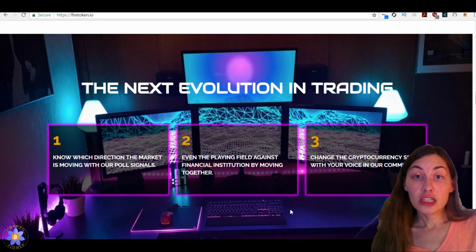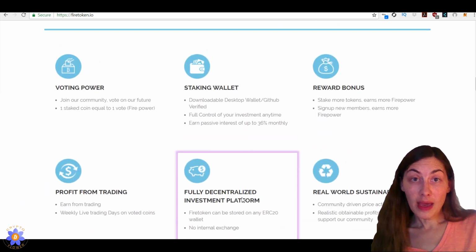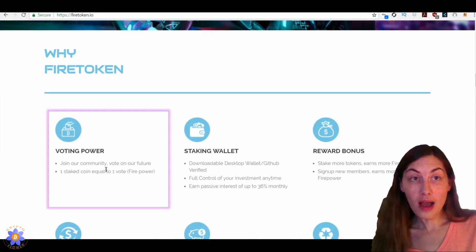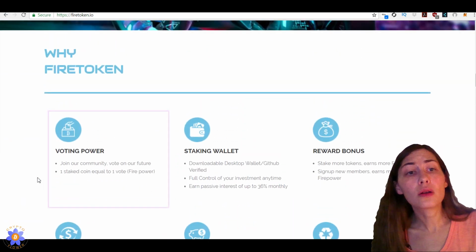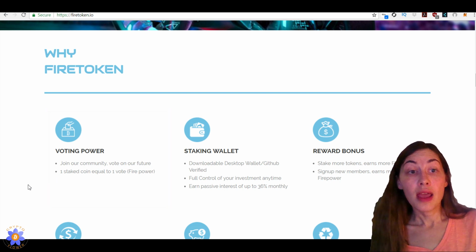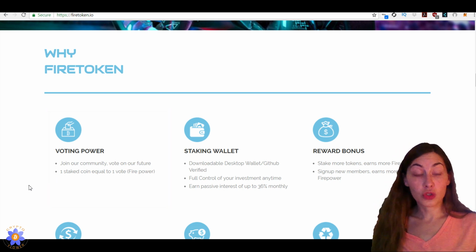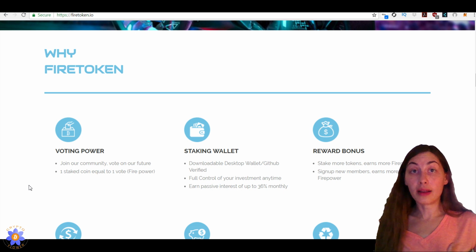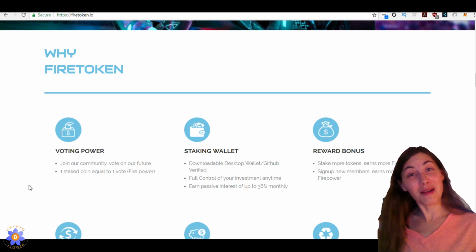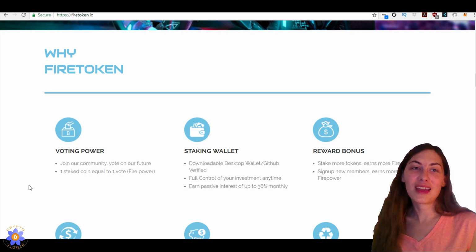And additionally, let's go back up here and talk about why Firetoken. Like I said, this is a voting platform, and you can join the community and then vote on how you feel, what your research has led you to, or your gut instinct, depending on how much information you want to gather up before you cast your vote.